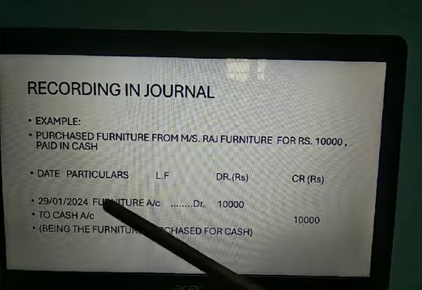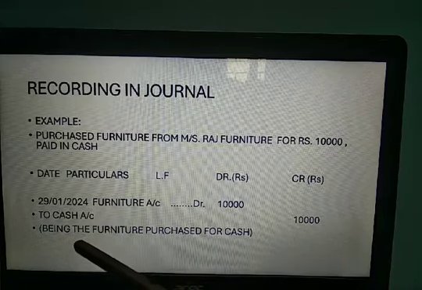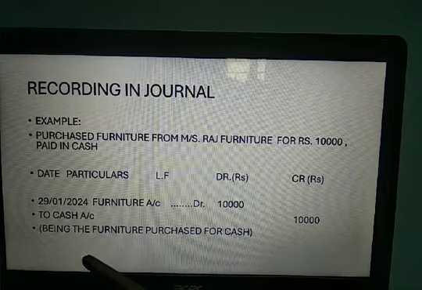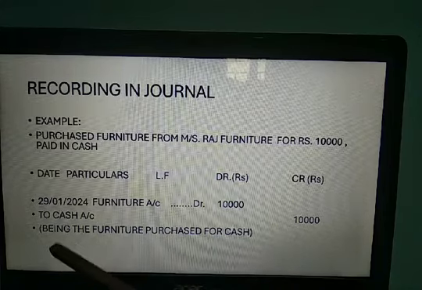So tomorrow, if you see the furniture account there, to cash means what? This is the furniture purchase in cash. Same thing, we are writing that being the furniture purchased for cash. This is the standard form. It will start with "being", and you have to simply write purchase or sale, cash or credit, this way. So this is the recording of transactions, one example we are giving.